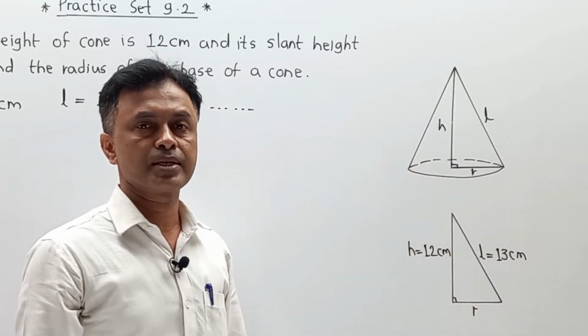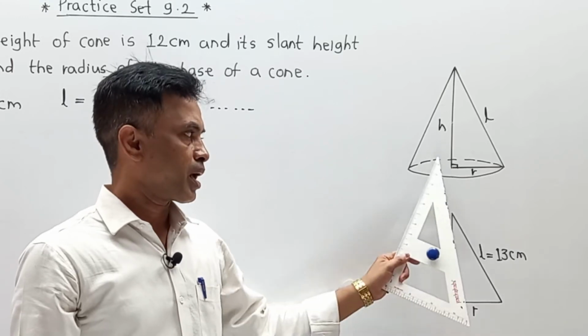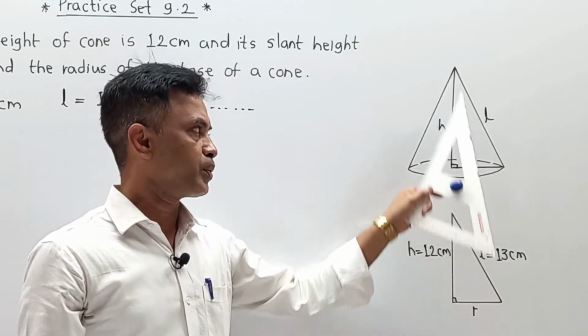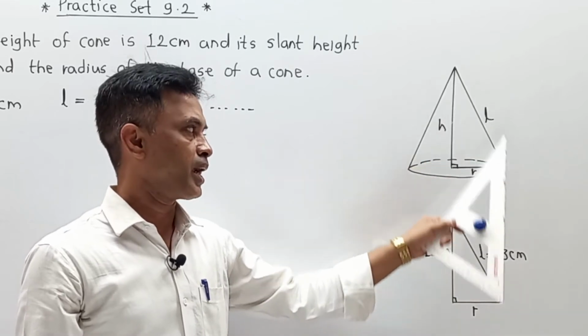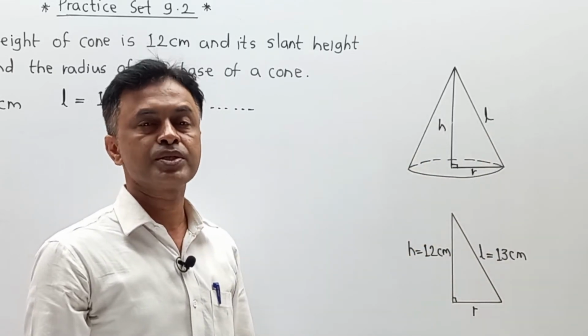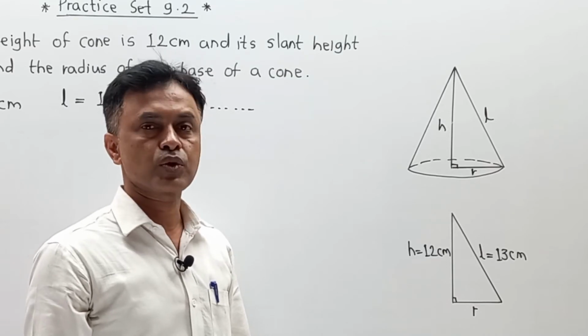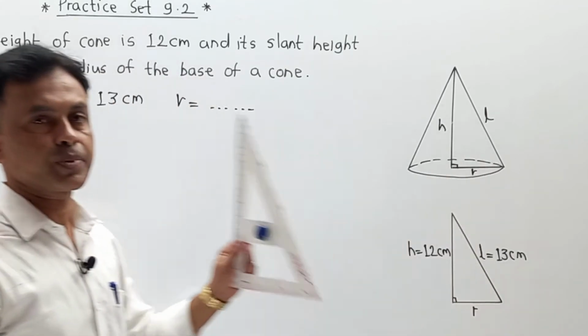That is nothing but the simple concept of Pythagoras theorem. R square plus h square is equal to L square. R we don't know, h or h square we know, and L means L square we know. Means with the help of simple Pythagoras theorem, we can solve this numerical. So observe this part carefully.